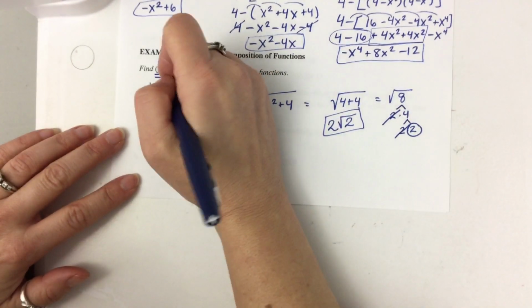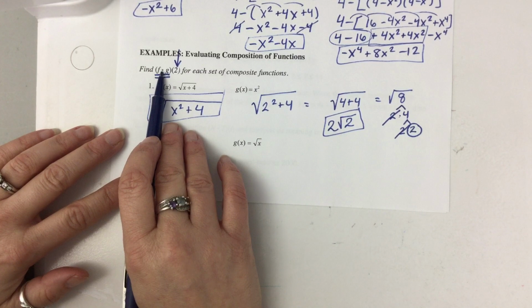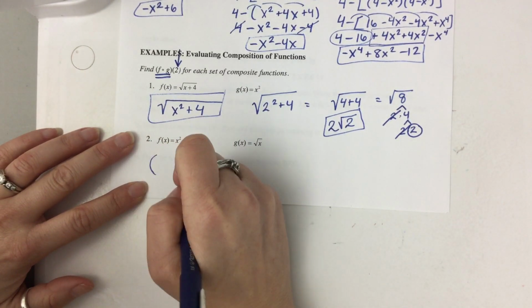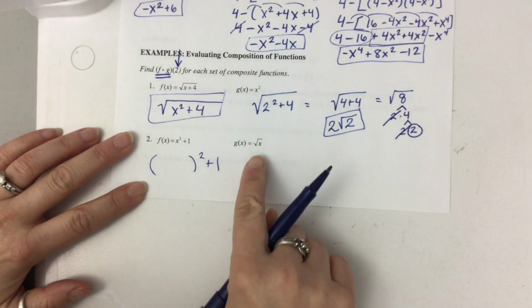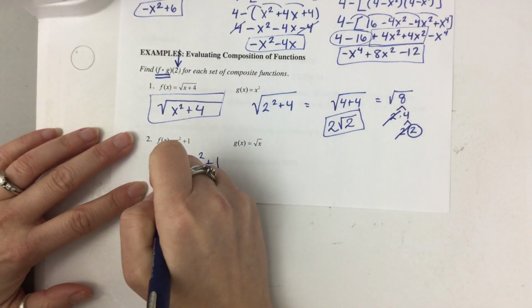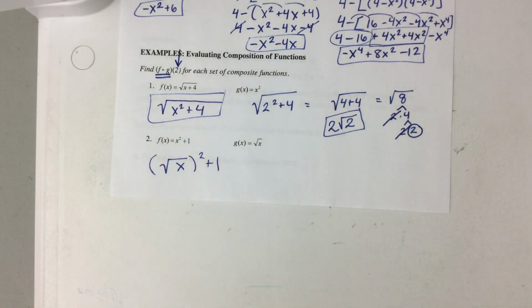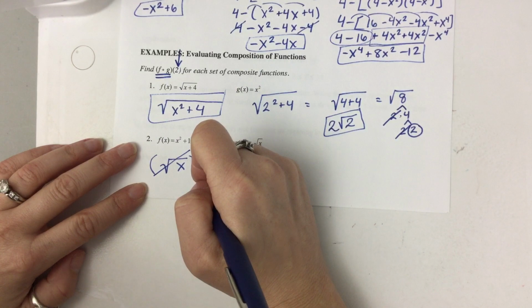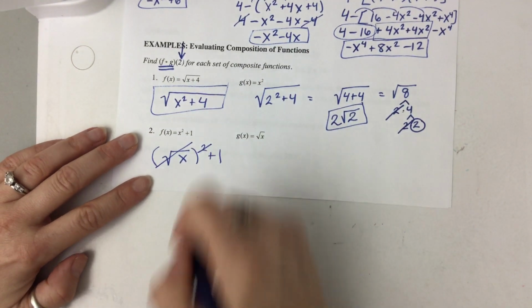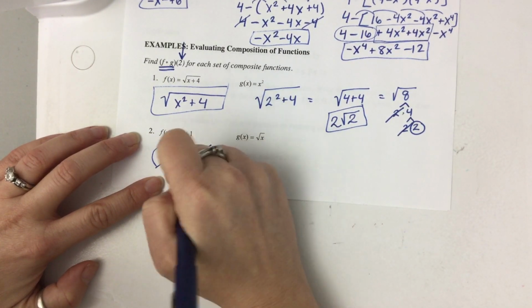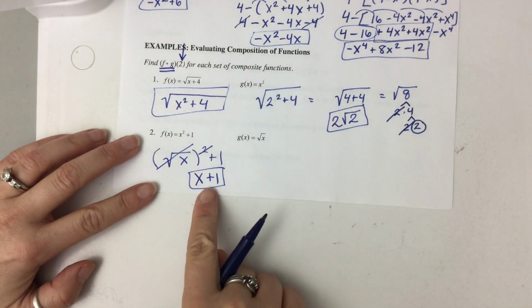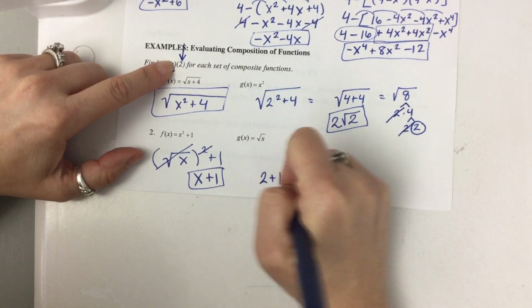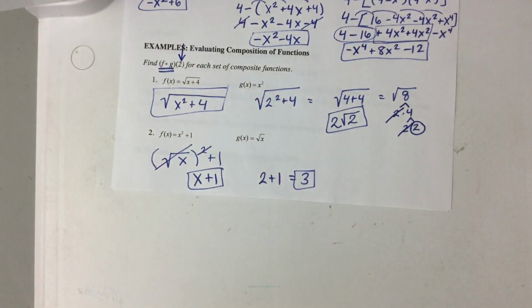Okay, here's the next one. Again, we're following the directions. F composed with g, and then we'll change the x to a 2. So the f is the outside, but g fills into where the x was. Notice I have a square and a square root. Square on a square root cancel. So my new function is simply x plus 1. Now you take that new function and you replace the x with a 2. 2 plus 1 is 3.